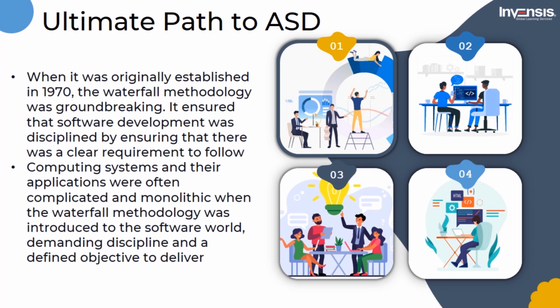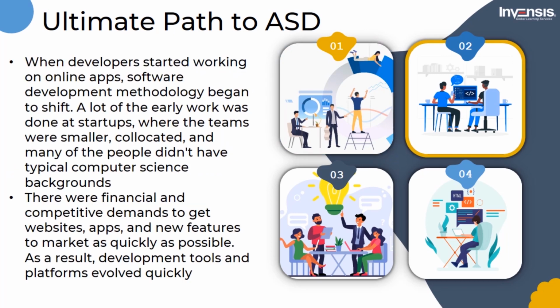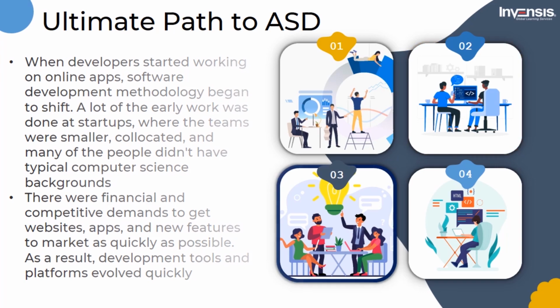However, the waterfall's rigidity became an Achilles heel in the Internet age, where speed and flexibility were essential. When developers started working on online apps, software development methodology began to shift. A lot of the early work was done at startups, where the teams were smaller, co-located, and many of the people didn't have typical computer science backgrounds. In addition, there were financial and competitive demands to get websites, apps, and new features to market as quickly as possible. As a result, development tools and platforms evolved quickly.